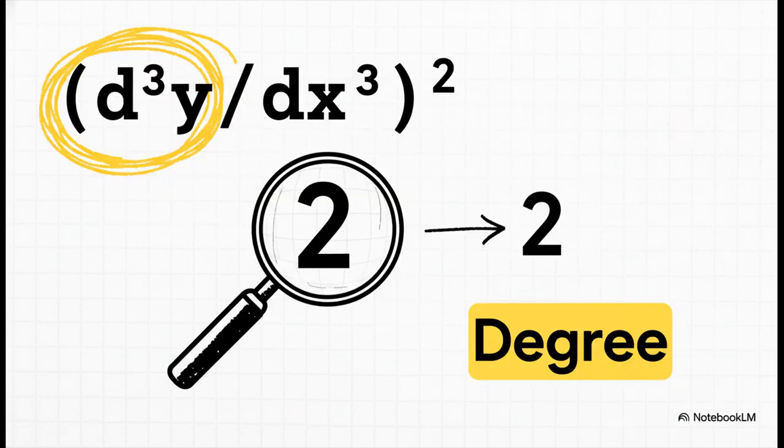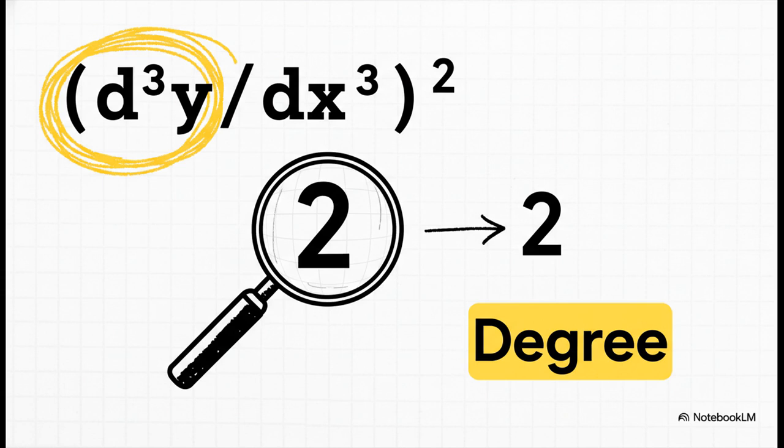The process is pretty simple. First, you find that highest order derivative again, the same one we just found. For us, that's the third derivative. Then you just look at what power it's being raised to, and right there, you can see it's being squared. So the degree is 2. The key is to only look at the power of the highest order derivative.